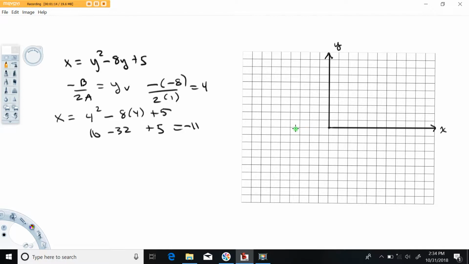So we can graph that easy enough. 1, 2, 3, 4, 5, 6, 7, 8, 9, 10, 11. 1, 2, 3, 4. That's good enough. I know I'm slightly off my graph, but I won't lose any sleep over it if you folks don't.